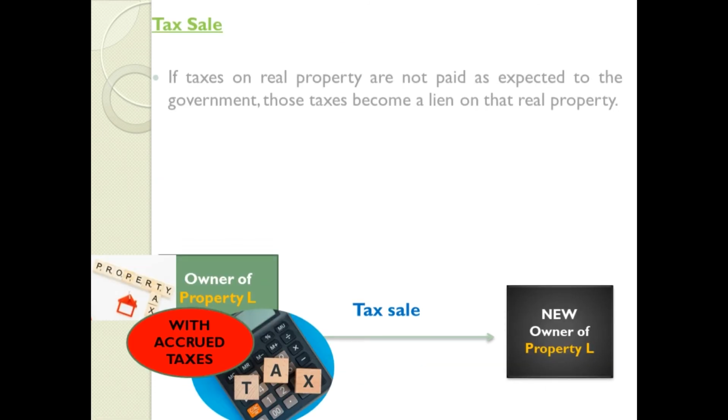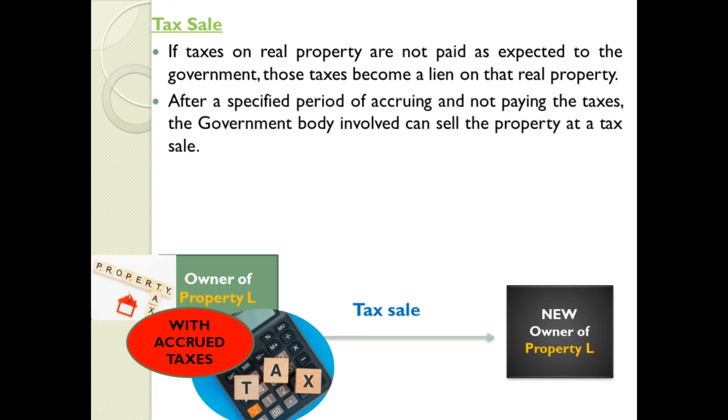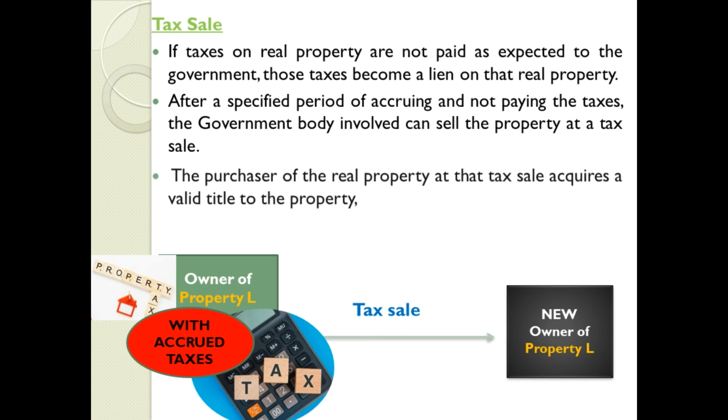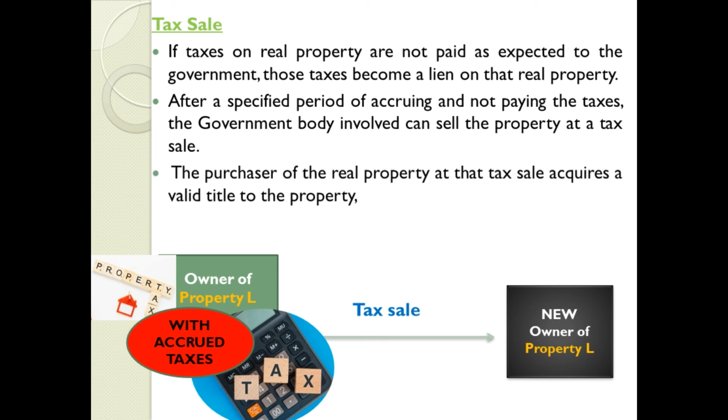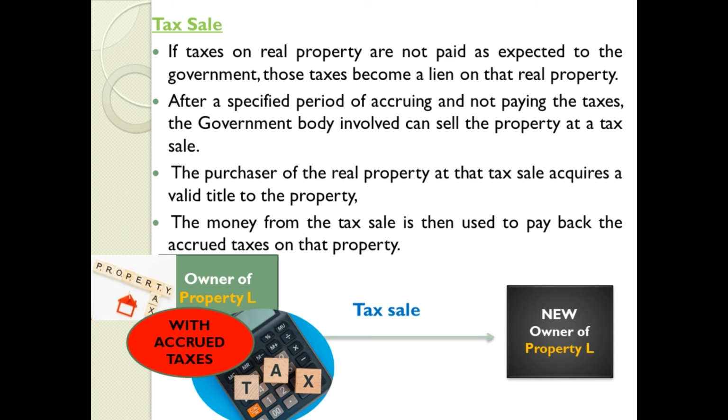Tax sale. A tax sale arises if taxes on a real property are not paid as expected to the government. Those taxes become a lien on that real property. After a specified period of accruing and not paying the taxes, the government body involved can sell the property at a tax sale. The purchaser of the real property at that tax sale acquires a valid title to the property. The money from the tax sale is then used to pay back the accrued taxes on that property. So we have the owner of property L. The property has got accrued taxes. A tax sale is done, and the new owner of the property is given that property after the sale.